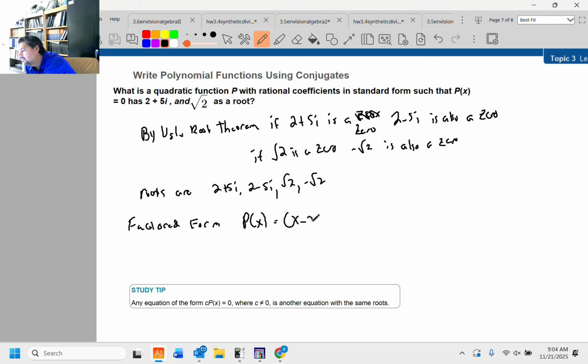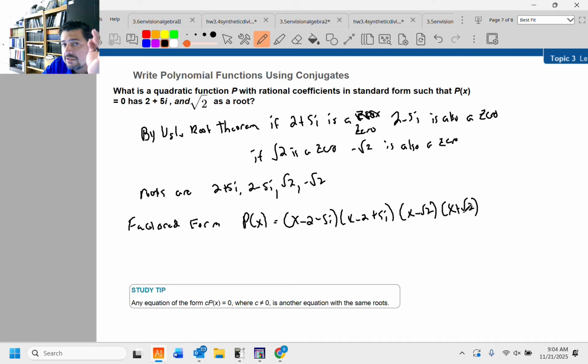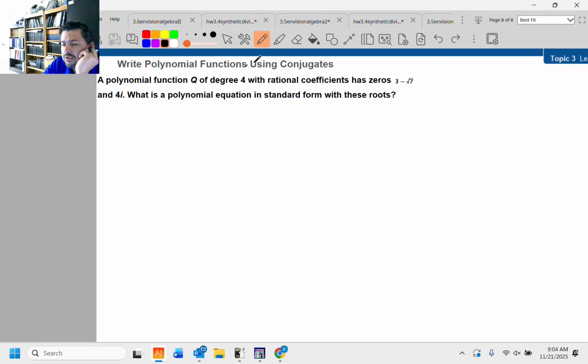X minus 2 minus 5i. This one's going to be still x minus 2, but plus 5i. This one's going to be x minus root 2, and this one's going to be x plus root 2. Now, that is what the thing is. Now, we're going to take this a step farther. In the next example, we're going to put it in standard form, okay? I don't have the energy to do a whole lot right now. So jumping ahead, this one wants the same thing, but in standard form.